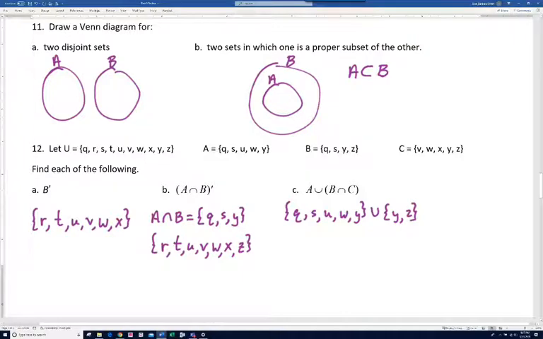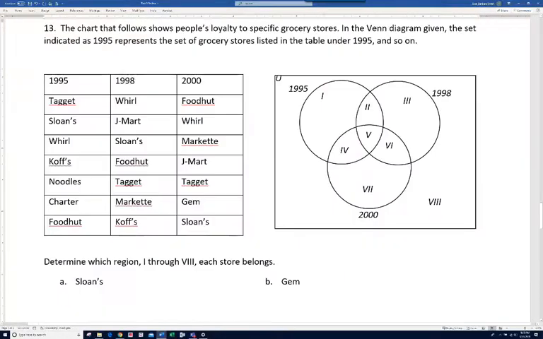So now, to union these two sets, remember we just write everything in the first set. That would be Q, S, U, W, and Y. And then we need to add to that anything in the other set that we don't already have. Well, that'd just be Z. All right, let's move on to the next problem.